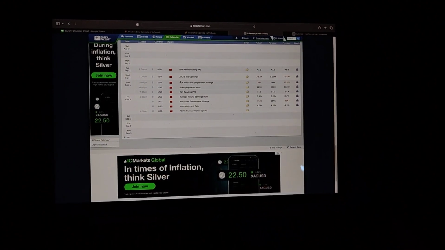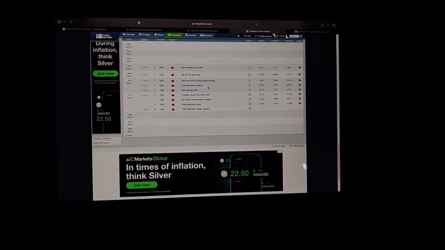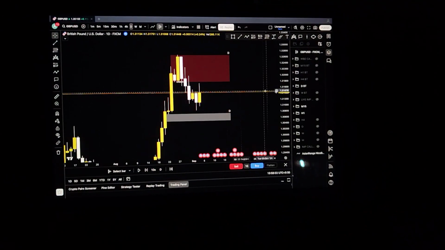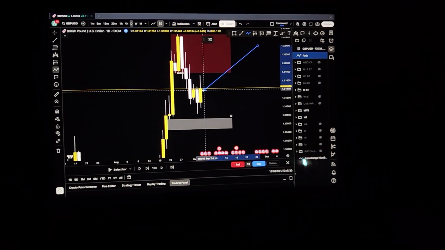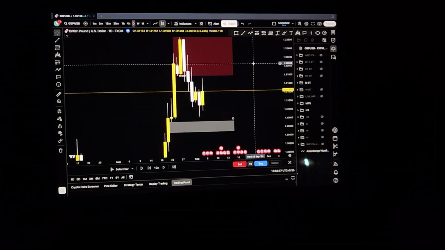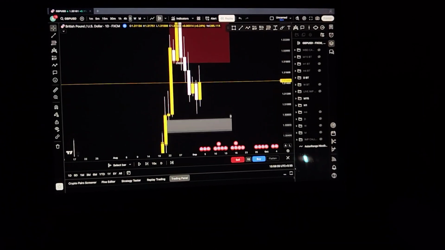So on Thursday there was ADP non-farm employment, unemployment claims, ISM services PMI. So there is no way we are trading New York session. So on Thursday, if we are trading, we will trade London because there is no news on London session.